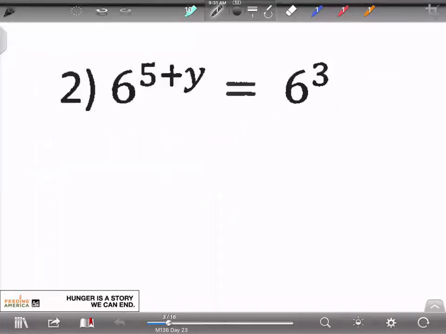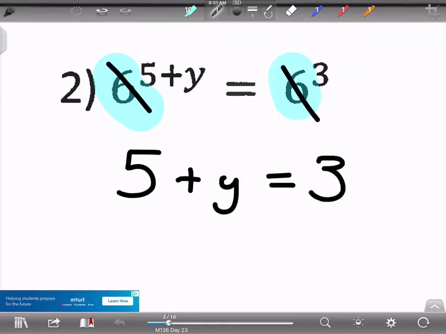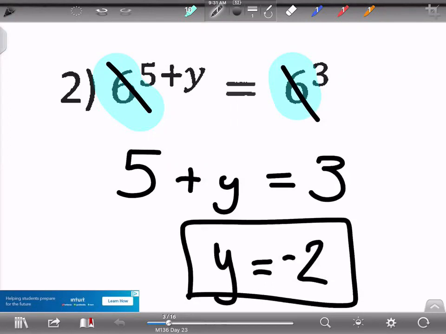Question number 2, if we have 6 to the 5 plus y power equals 6 to the 3rd, we're checking to make sure that our bases here are exactly the same. Since they are, we're going to cancel them out. 5 plus y equals 3. Subtract 5 from both sides, and y equals -2. This was actually the problem from that first page.